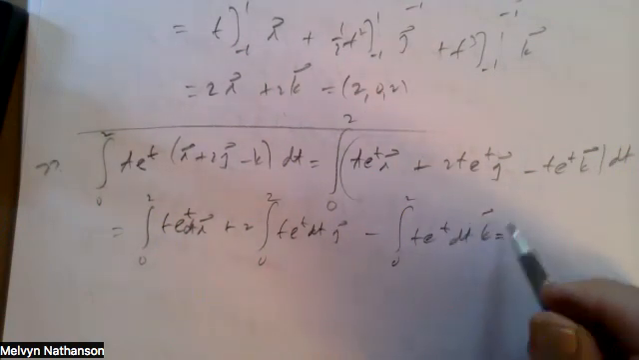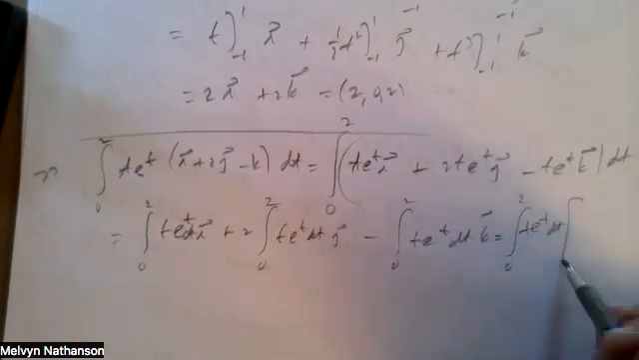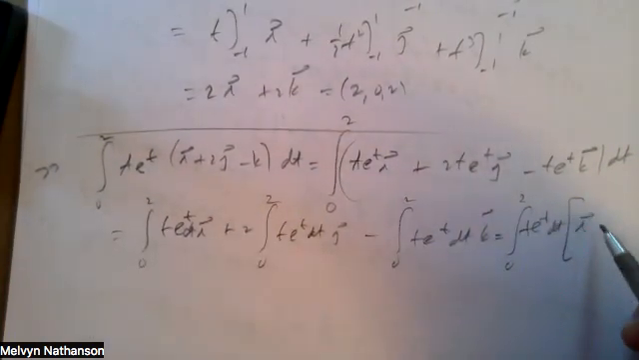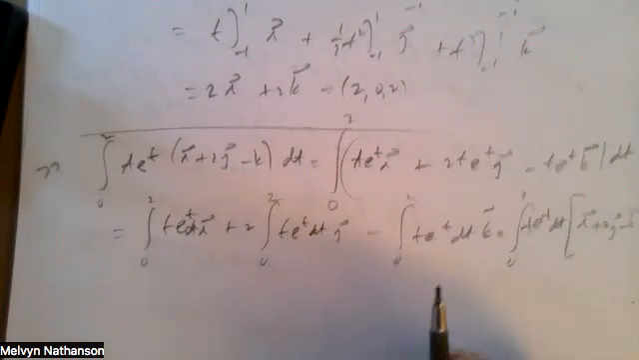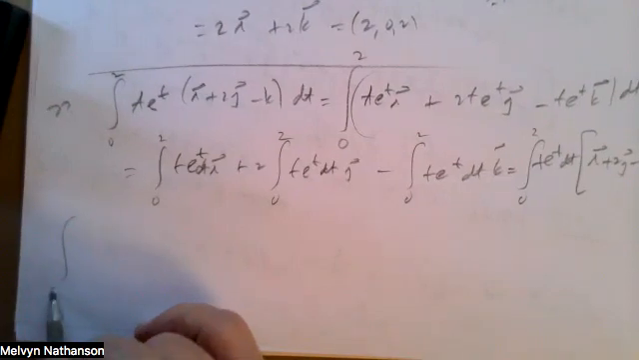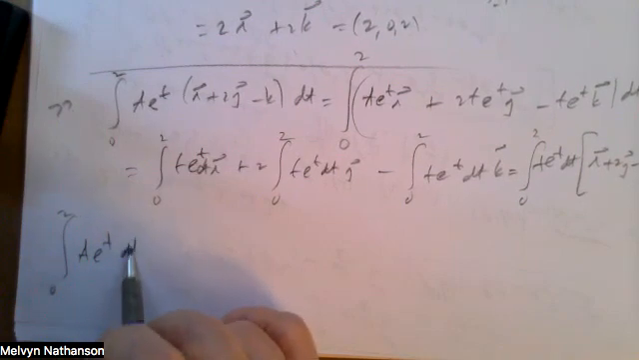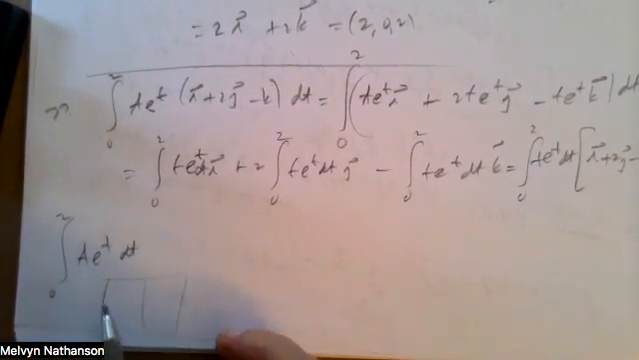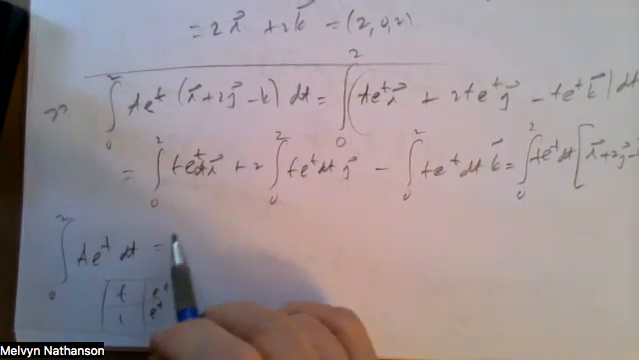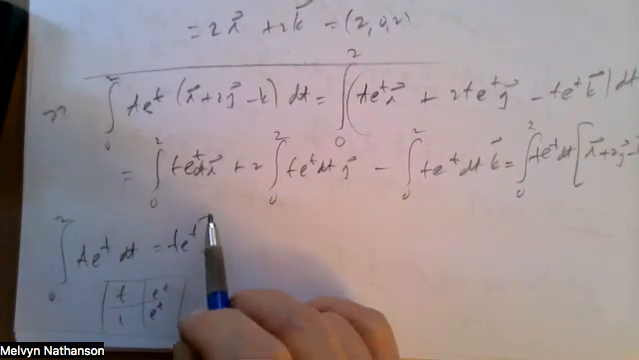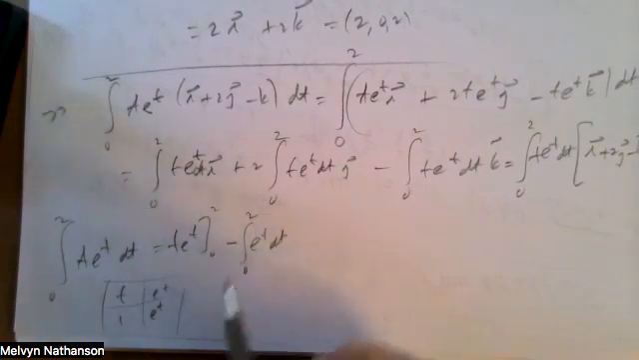You could actually write this as the integral from 0 to 2 of t e to the t dt times the vector i plus 2j minus k. In any case, we have to integrate from 0 to 2 of t e to the t dt. I would integrate that by parts. If this is t and this is e to the t, this is 1 and this is e to the t. So this is t e to the t evaluated from 0 to 2 minus the integral of e to the t dt from 0 to 2.